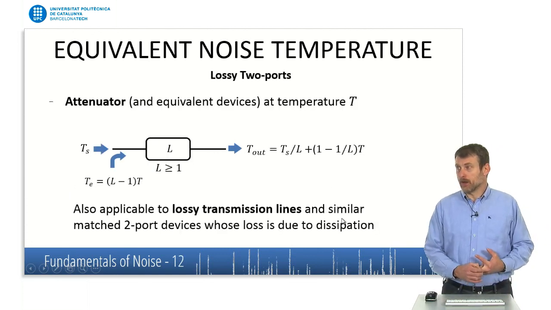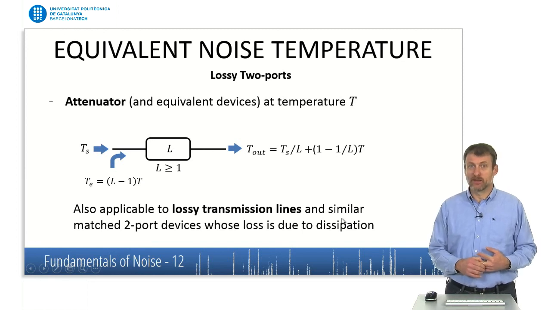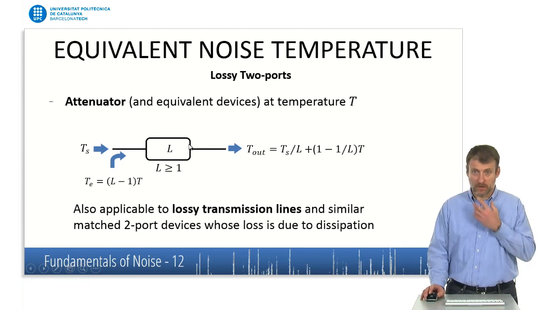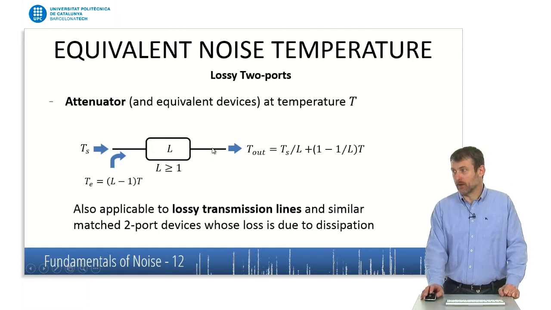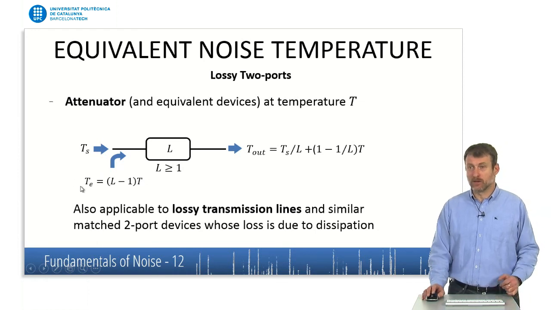There's an important case of two-ports, which is lossy two-ports. I mean attenuators or equivalent devices in which the attenuation is caused by dissipative loss. In those devices, there are thermodynamical arguments that justify that the equivalent temperature of this attenuator has to have this value shown here in this slide.